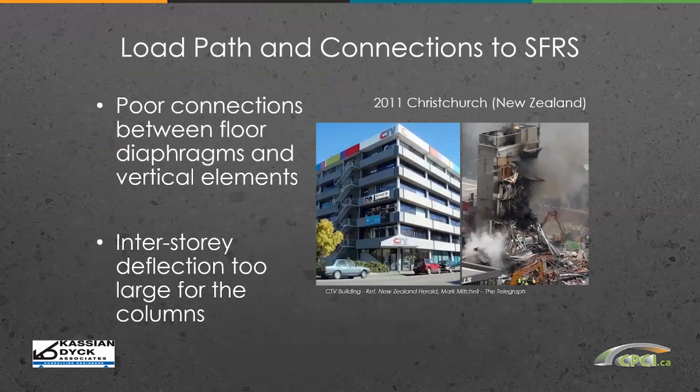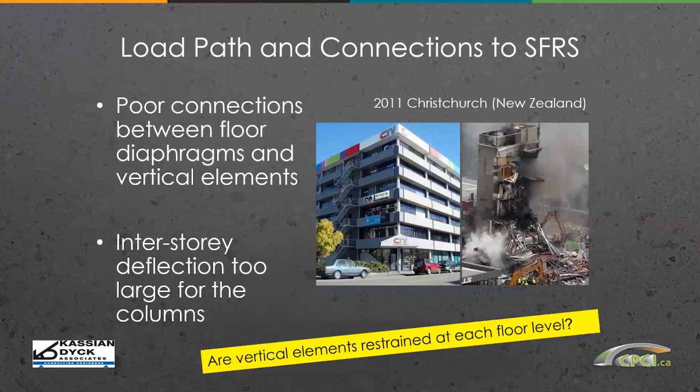Several lessons were learned from the 2011 Christchurch earthquake in New Zealand with respect to the CTV building. Poor connections between floor and roof diaphragms and the vertical elements resulted in some big problems, as well as interstory deflection that was too large. Even though this wasn't a precast concrete building, we'll look at and discuss several of the principles. You need to make sure your diaphragms are holding your building together. They're providing support and bracing your columns. So you can't lose your diaphragm, and you really need to make sure your connections are properly designed to take the required forces also.